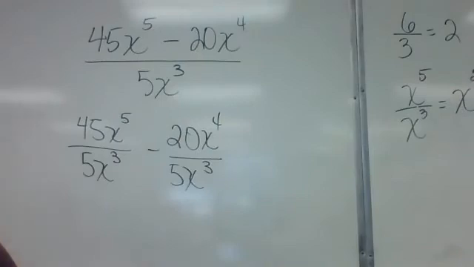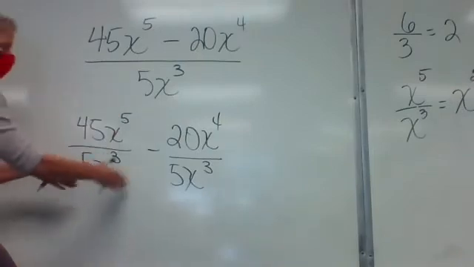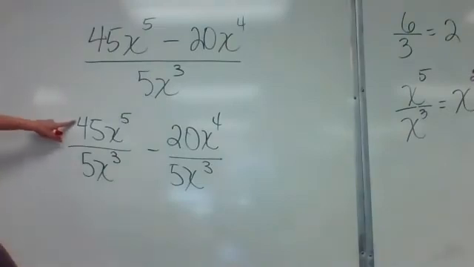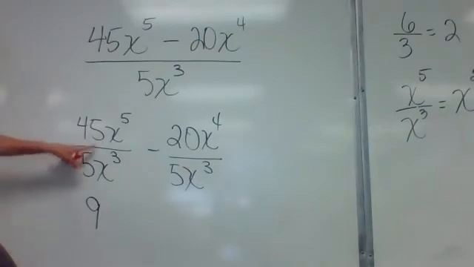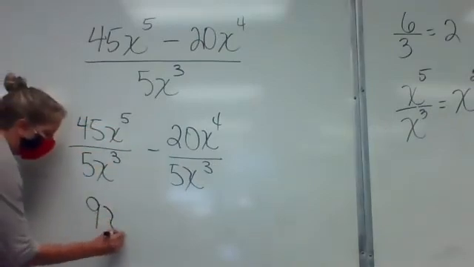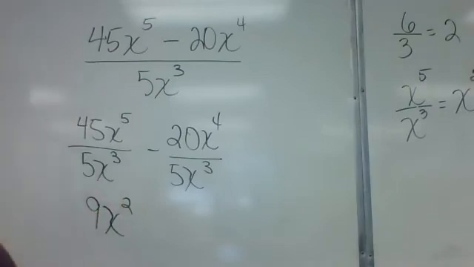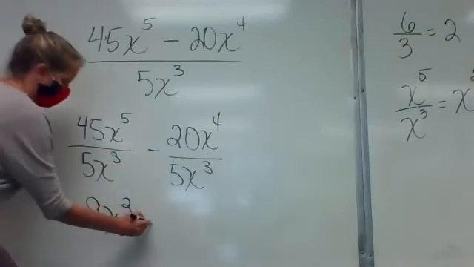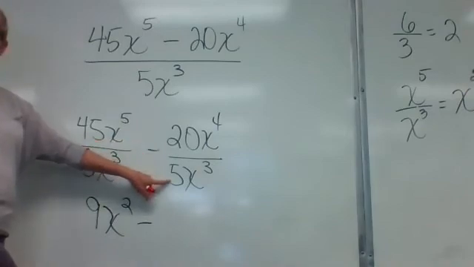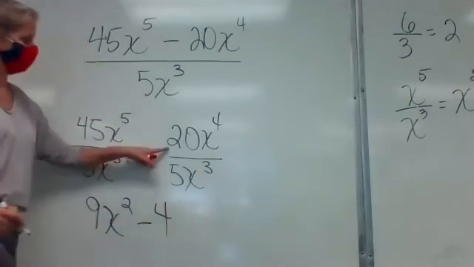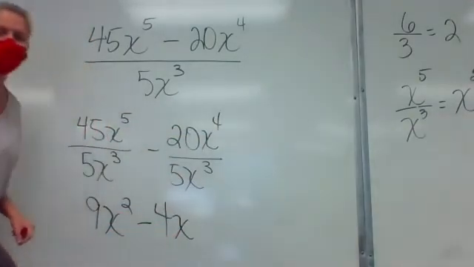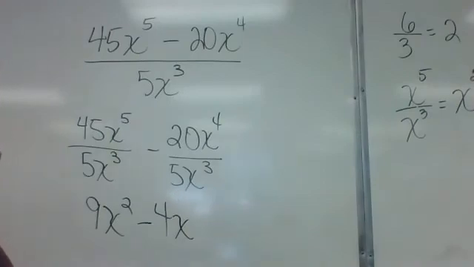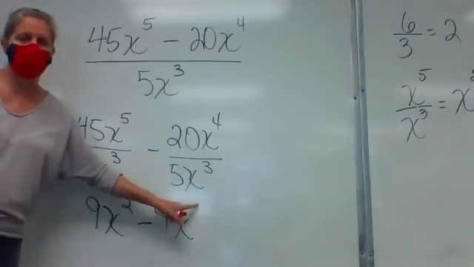Right, so it takes a little bit of extra writing at the beginning, but now it's like I'm just working two separate problems here. What's 45 divided by 5? 9. And then 5 minus 3, so that gives me x to the second. Bring down that minus. And then 20 divided by 5. 4. 4x to the fourth over x to the third. What do you get? Just x, right? Because when you subtract those exponents, you get a 1. And x to the 1 is just the same thing as saying x.